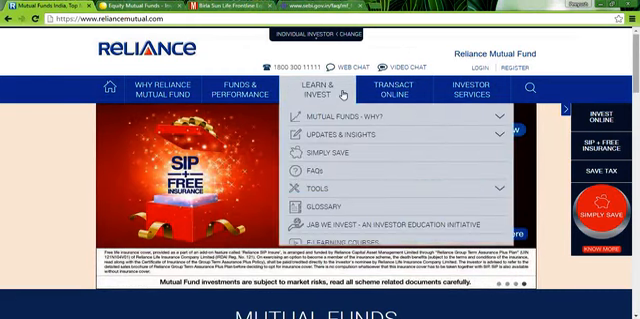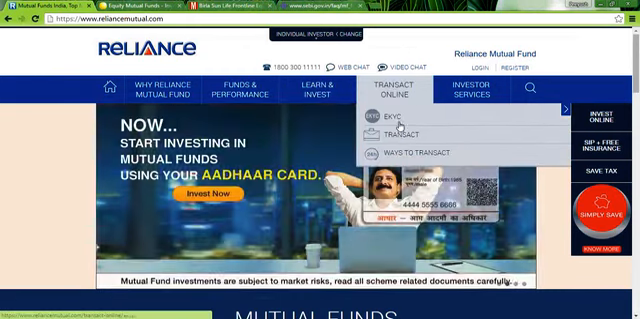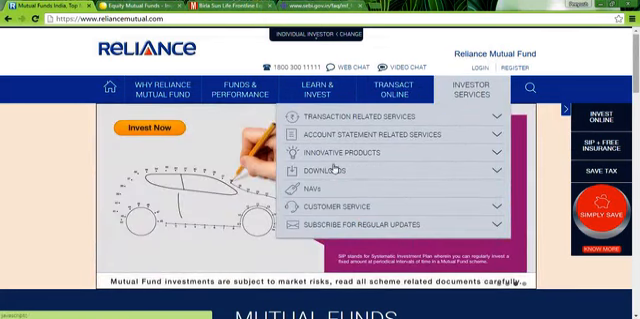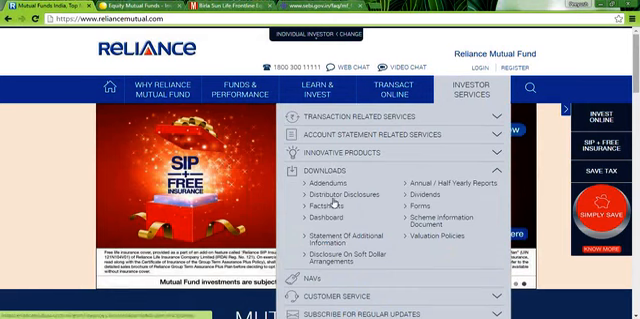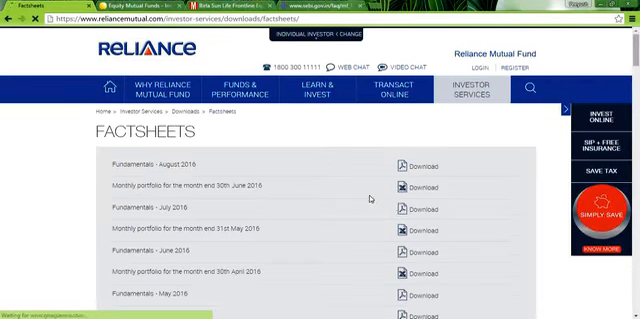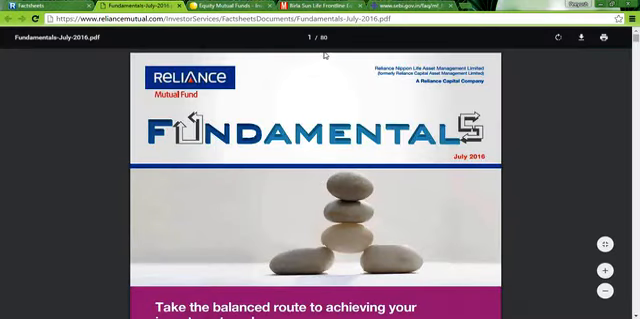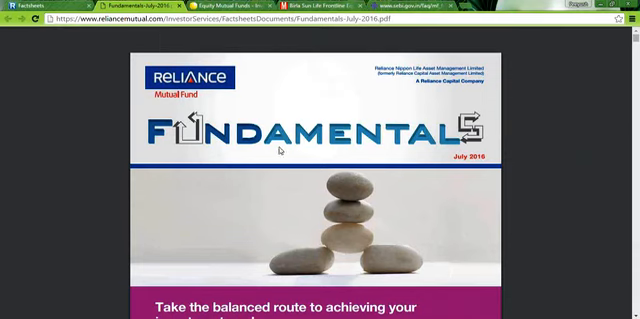And when you click here, you can actually transact online and put in the direct plan here itself. Investor services, under downloads, you will find fact sheets. So you can click on fact sheets, and we can possibly go 1 month back and click on the fact sheet for July 2016. Let's click on this. So that opens up a fact sheet. You will see this is an 80-page document that talks about all the funds that Reliance Mutual Fund has.